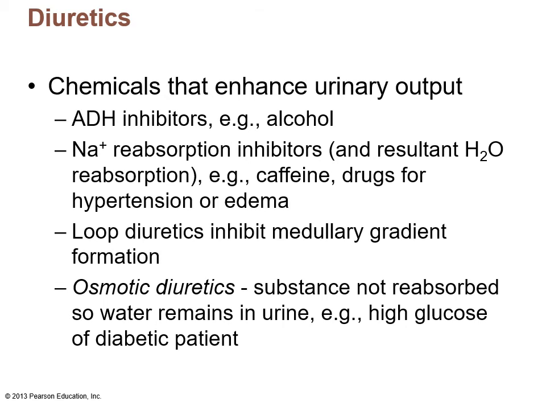Loop diuretics, as a classification of drugs, they work at the loop of Henle. They block sodium reabsorption, so that's going to cause you to produce a lot more urine and release a lot more water. Osmotic diuretics are substances that are not reabsorbed, so water remains in the urine. So when a diabetic patient is releasing a lot of glucose, you have a lot of water that goes with it to flush it out, and that's what results in the polyuria that you see with diabetics.